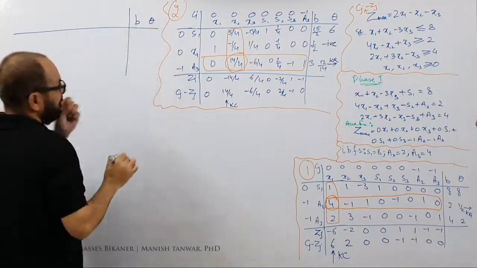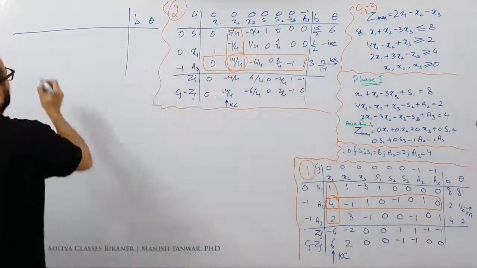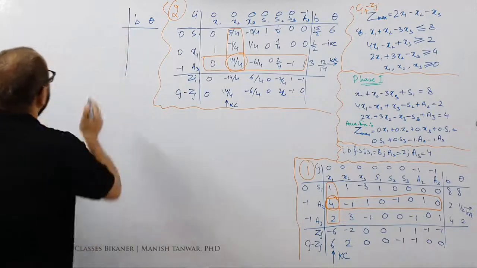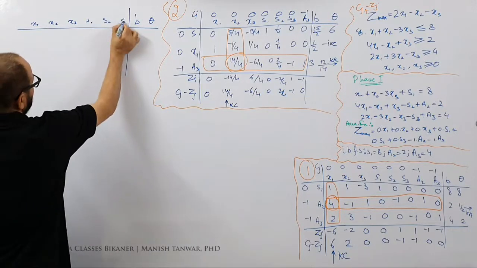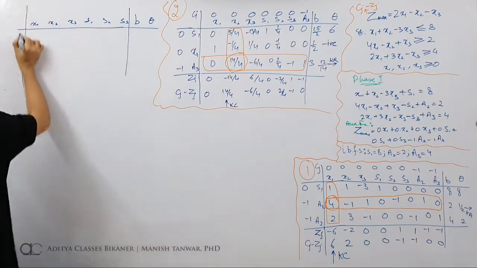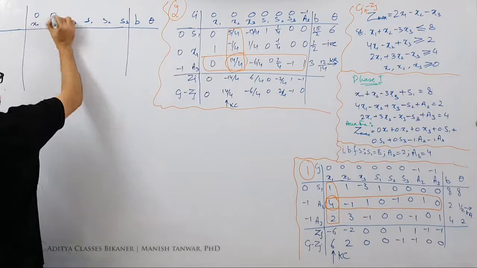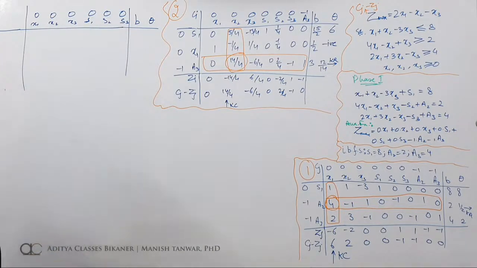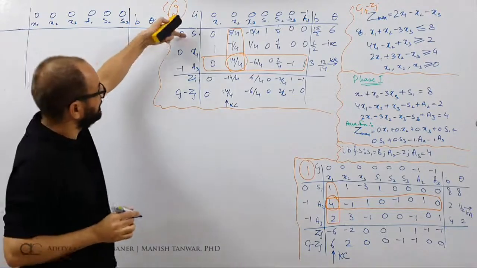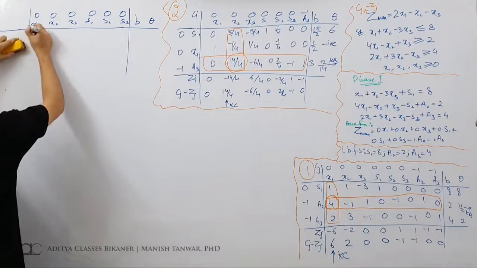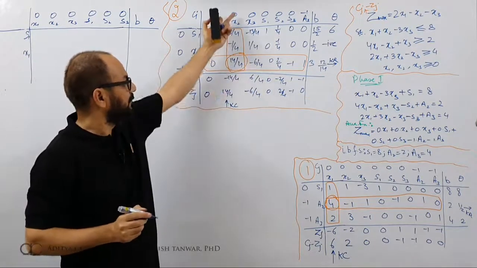We have P and theta. Now, this time the outgoing variable is A3. So even A3 will be ignored from here on. Earlier only A2 was ignored; from now on, A3 is also ignored. So what I get is X1, X2, X3, S1, S2 and S3, with their contributions of 0 for all. And S1 is intact, X1 is intact, they are not going anywhere. This A3 will be replaced by X2.